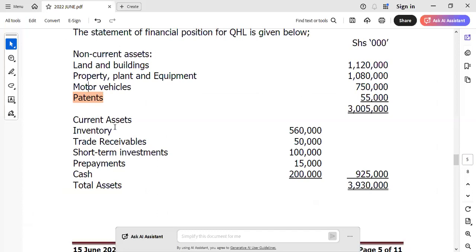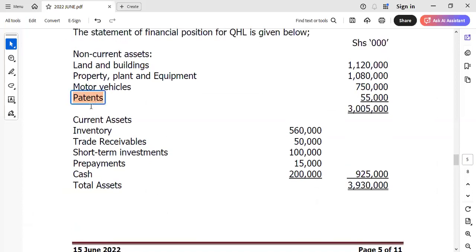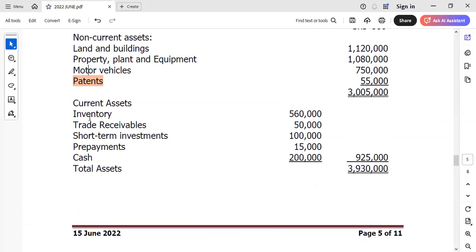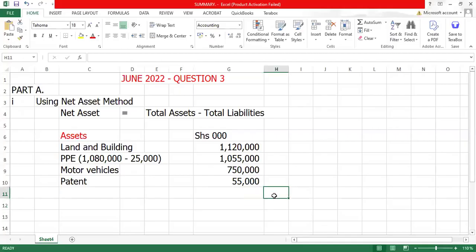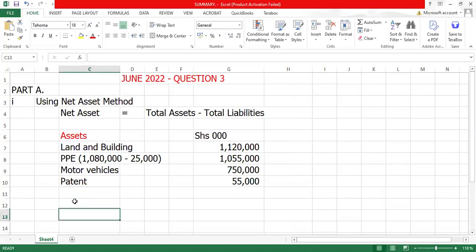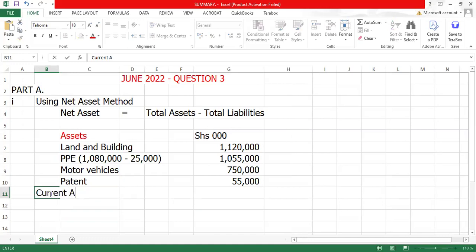We are done with non-current assets. Next, you can look at your current assets now. If you want, you first get the total. But in exam time, all you need is what? Total assets. You can just combine. So next, since it's a discussion, I can just put here current assets.